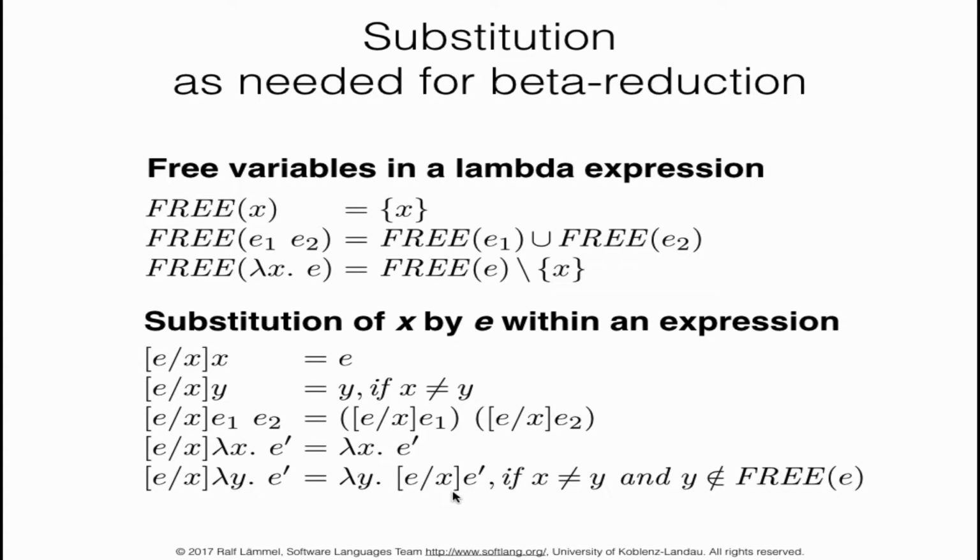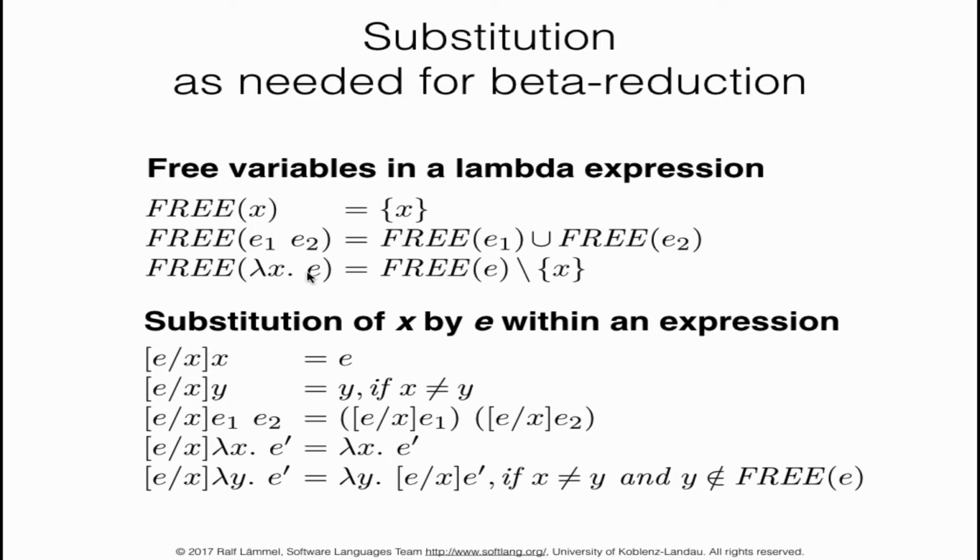continue with substitution. However, we need to impose an important constraint here, because we need to require that the variable y of the lambda abstraction is not free in the expression e, because if you would allow this, then the free variable of e would be captured by this binding here. So we rule this out by this constraint.